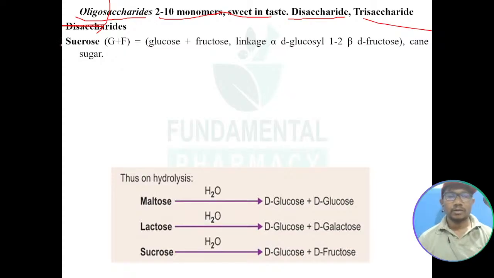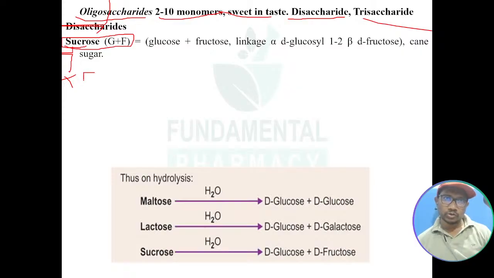Disaccharides means 2 monosaccharides joined by a glycosidic bond. The first is sucrose. What is sucrose? It is a disaccharide. Sucrose is also known as cane sugar, table sugar and common sugar. Sucrose is a disaccharide made from one molecule of glucose and one molecule of fructose.